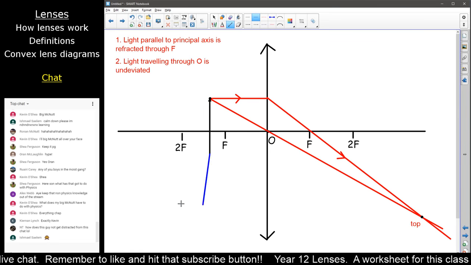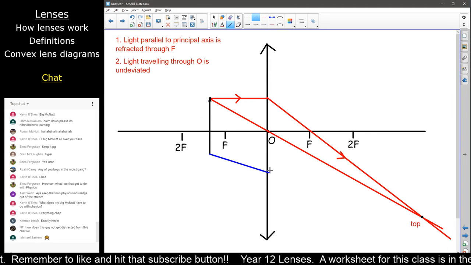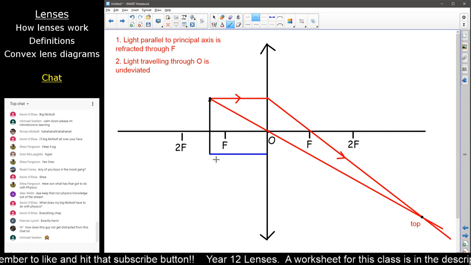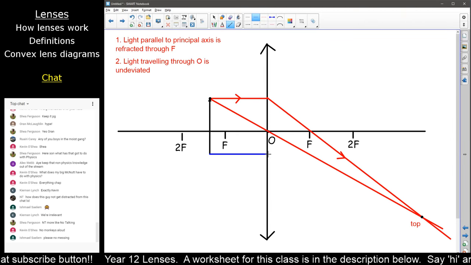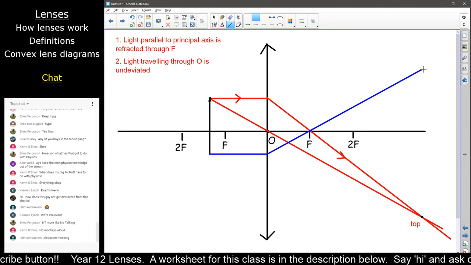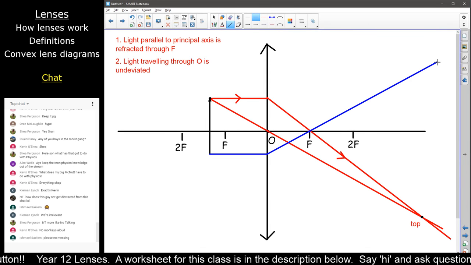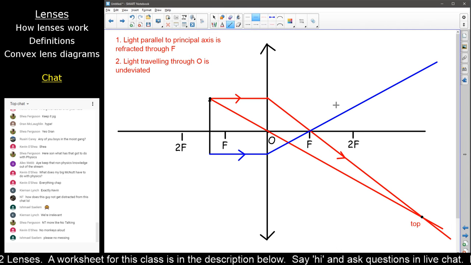top or bottom. There's light going this way, this way, this way, this way, this way. You get the point now. There's also one going parallel to the principal axis. Rule one, light parallel to the principal axis is refracted through F. So we take this and we refract it through F, like this. Okay? And we draw our arrows on because we're good students.